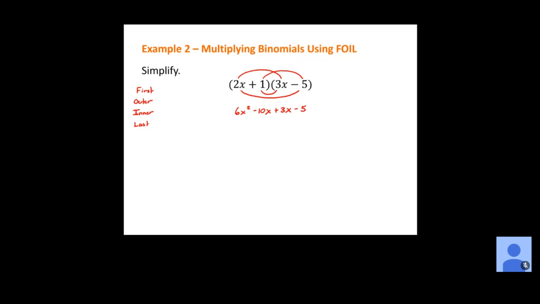And then we always just make sure we combine any like terms that we have. So if I combine like terms here, what's that going to give us? Good. The -10x plus the 3x is the -7x. We have 6x squared minus 7x minus 5. And that is our final answer.